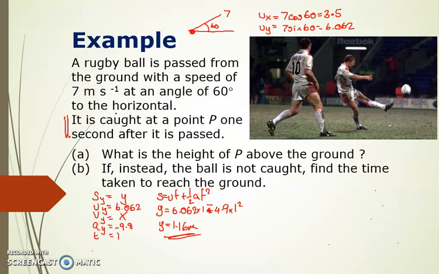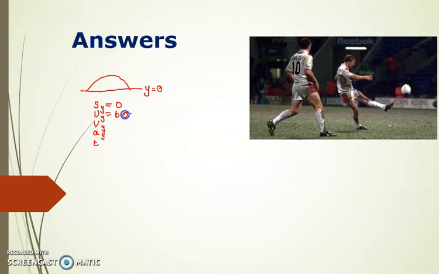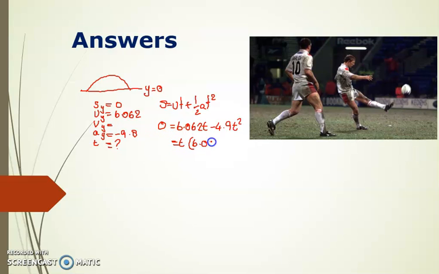The uy was 6.062. vy, actually I don't think I care about that. ay is always minus 9.8. t is what I'm after. This looks like to me s equals ut plus half at squared. So 0 equals u, 6.062 times by t. Half of a is, again, 4.9, minus 4.9 t squared. So if I take out t as a common factor again, I get t times 6.062 minus 4.9t.